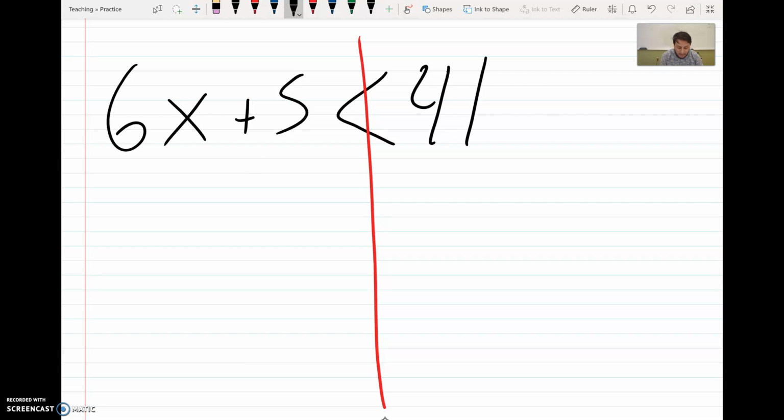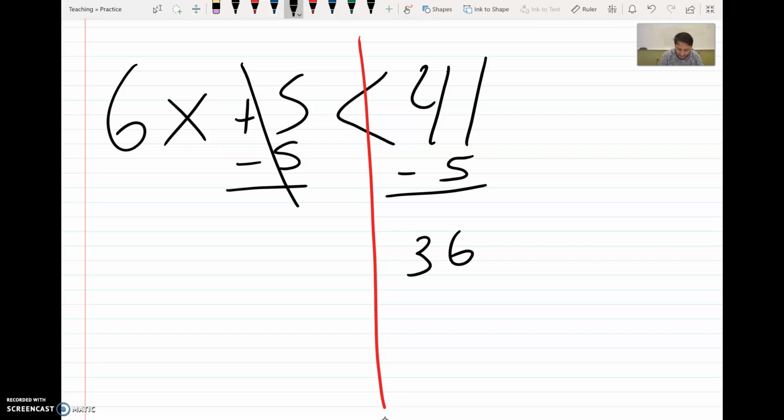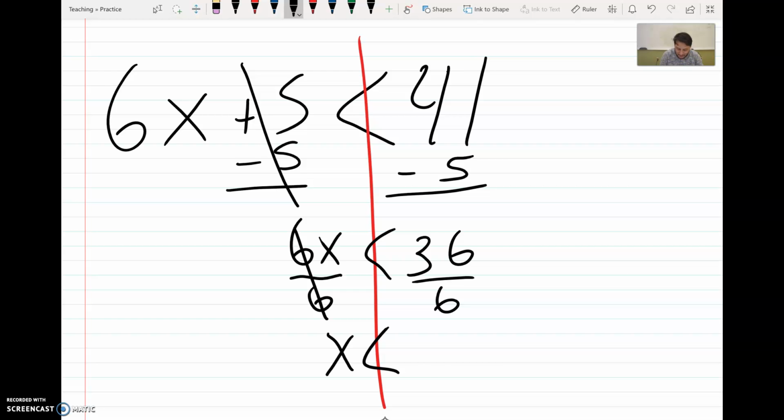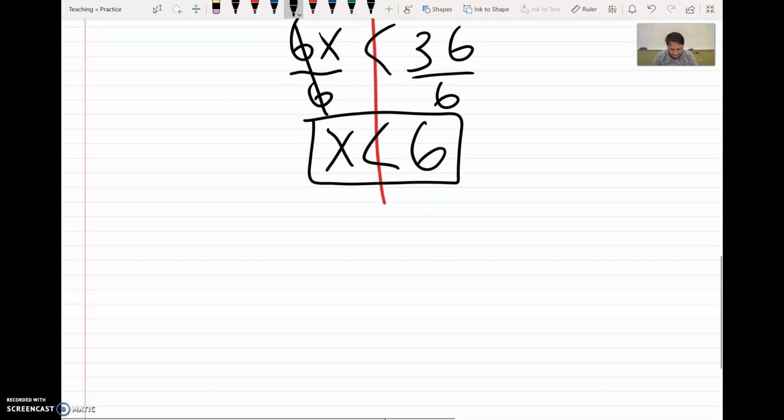We're going to start out with the constant, so I'm going to subtract 5. Boom, that gets canceled. 41 minus 5 is 36, less than 6x. Then our last step is just divide by 6. Kaboom. X is less than 36 divided by 6, which is just 6. There we go, guys. The same thing as solving an equation. All right, let's go on to the next one.